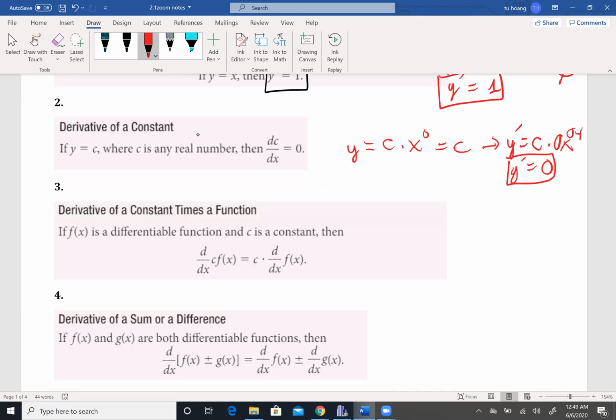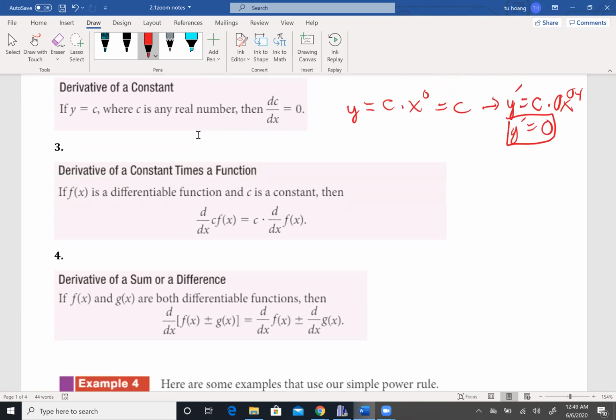And then the derivative of a constant times a function. This may be applied many times later. You can just move the c outside of the derivative, and then just take the derivative of the function.